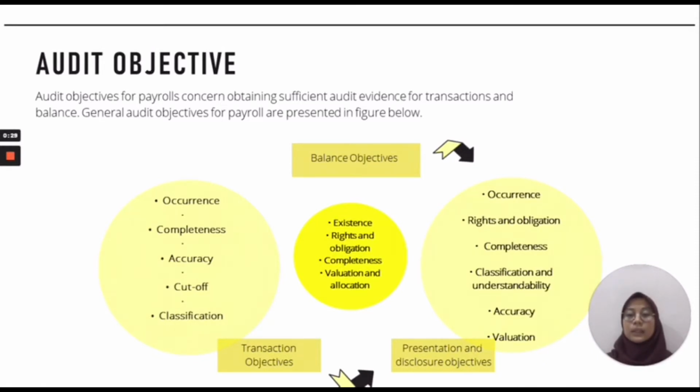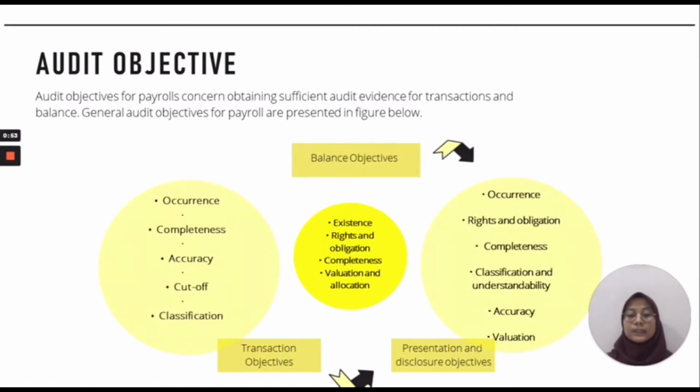And the third one is accuracy. Accuracy is wages and salaries should be calculated based on work performed and terms of employment. And fourth is cut-off. Cut-off is payroll transactions should be recorded in the correct period. And the last one is classification. Classification is payroll transactions should be properly classified. And the second one is balance objective. There are 4 balance objectives.